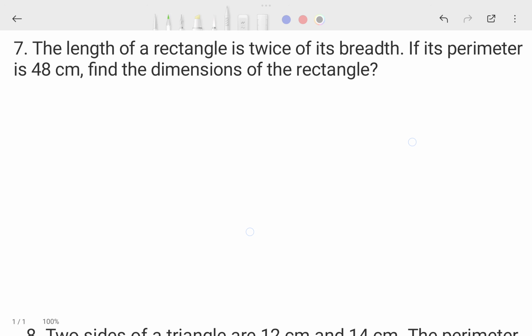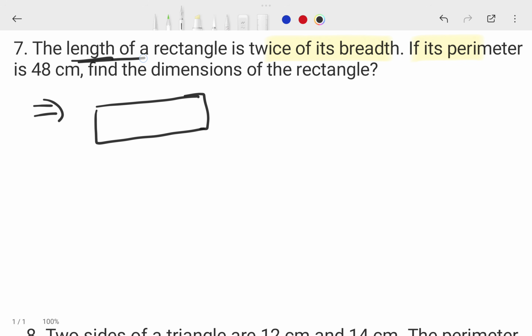So what this question is telling is that the length of a rectangle is twice its breadth, and its perimeter is given. There is one rectangle, and its length is twice the breadth. So what does this mean? The length of a rectangle is twice the breadth.